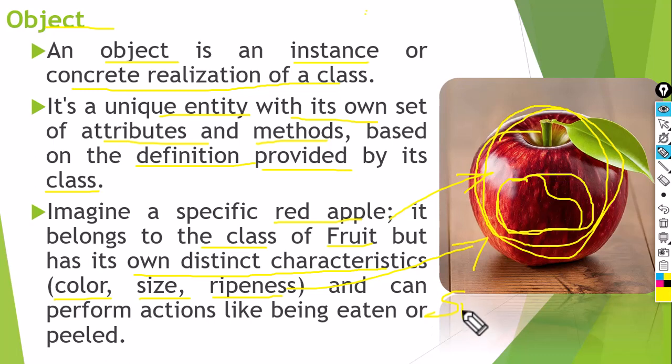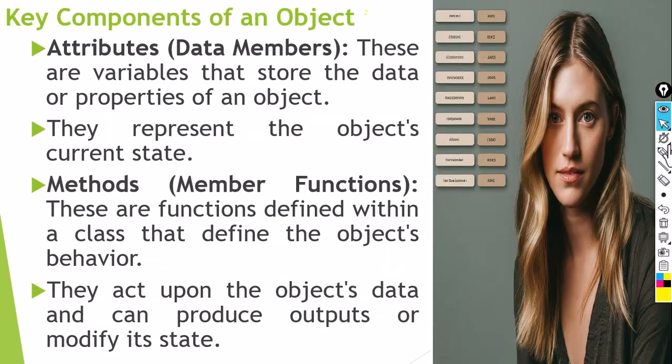We can also have small apples, or huge or medium-sized apples. An apple can perform actions like being eaten or peeled, in terms of objects. Here we go.